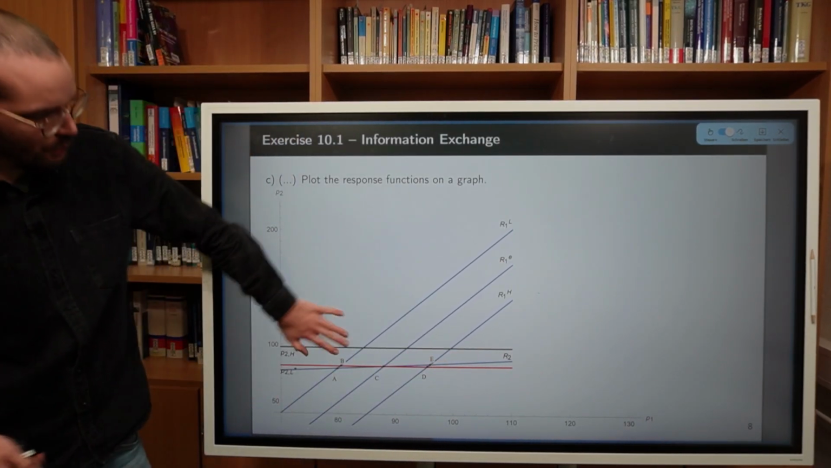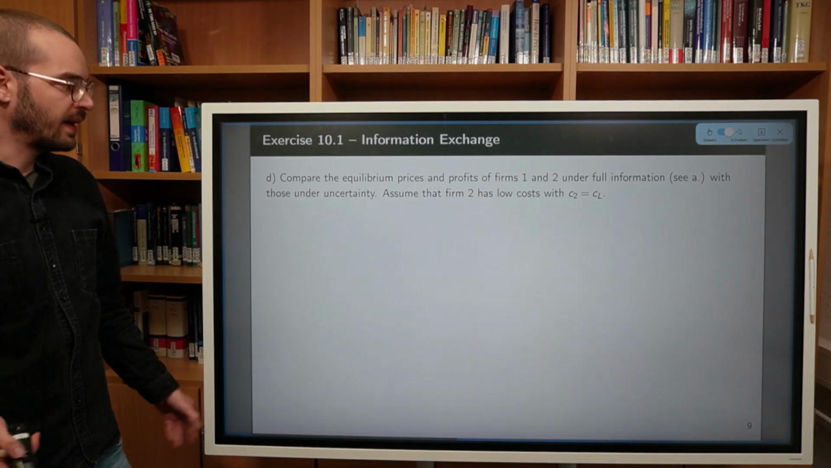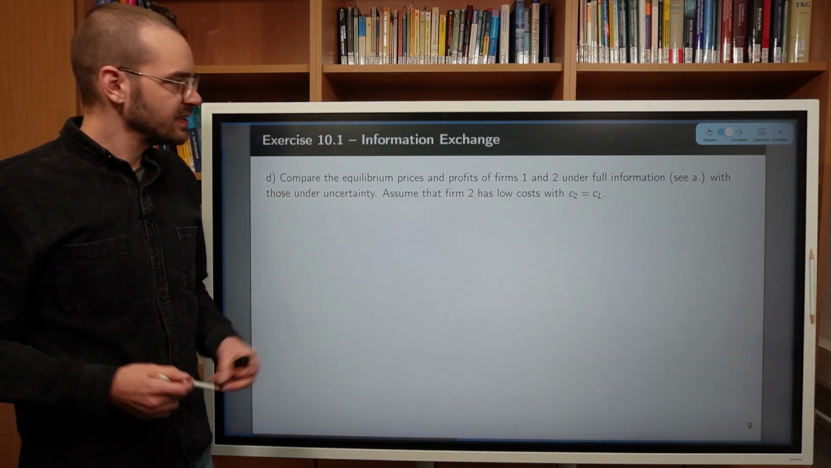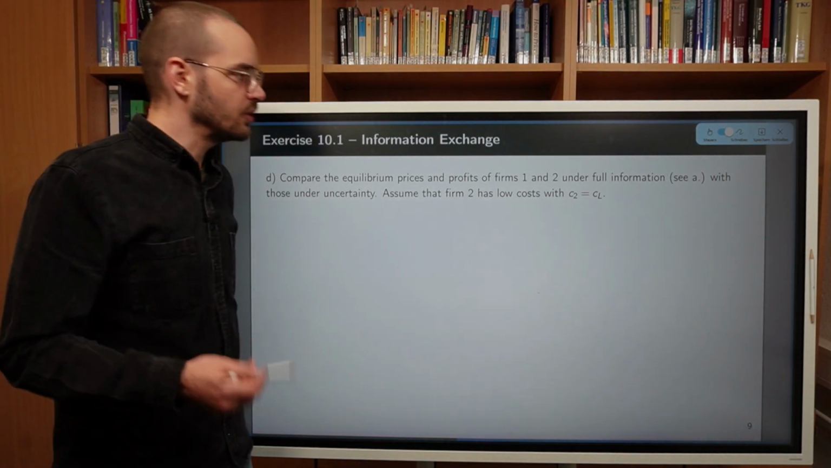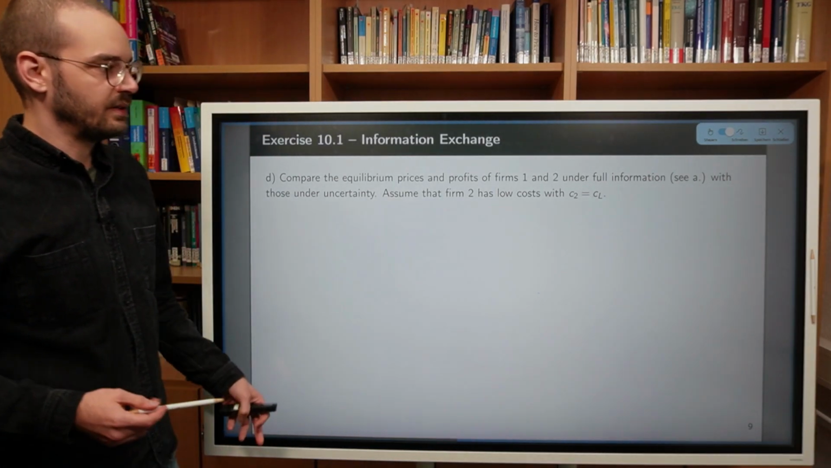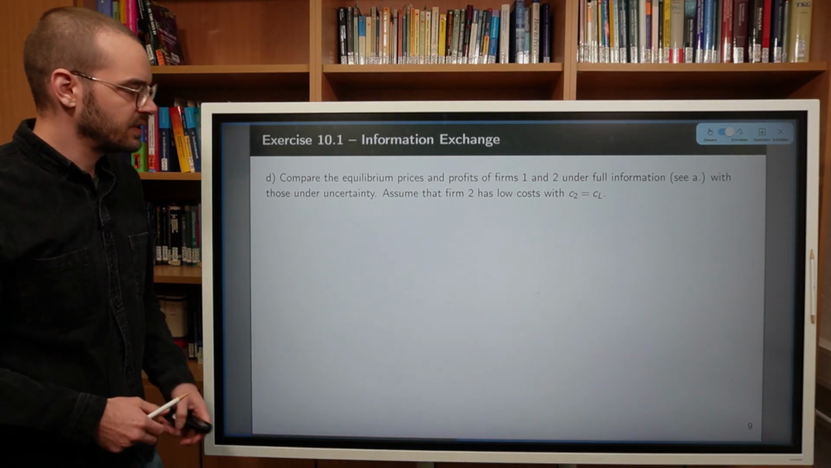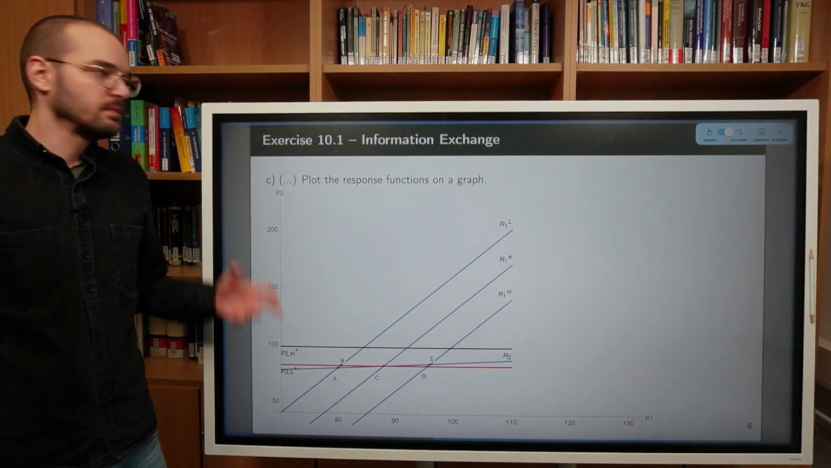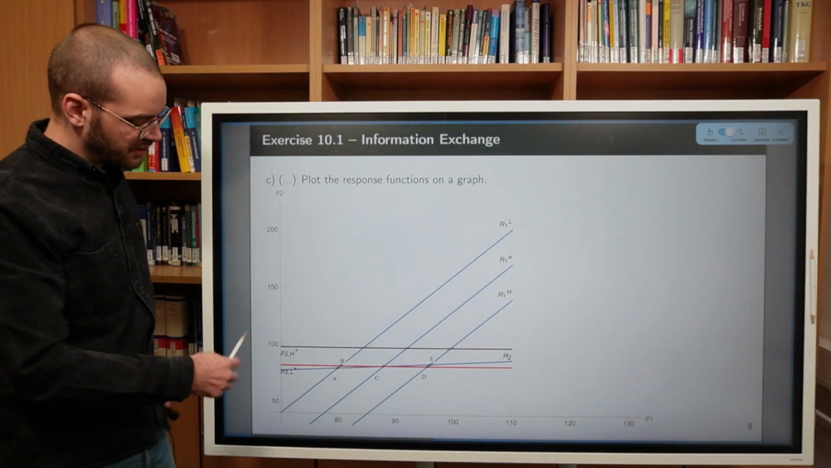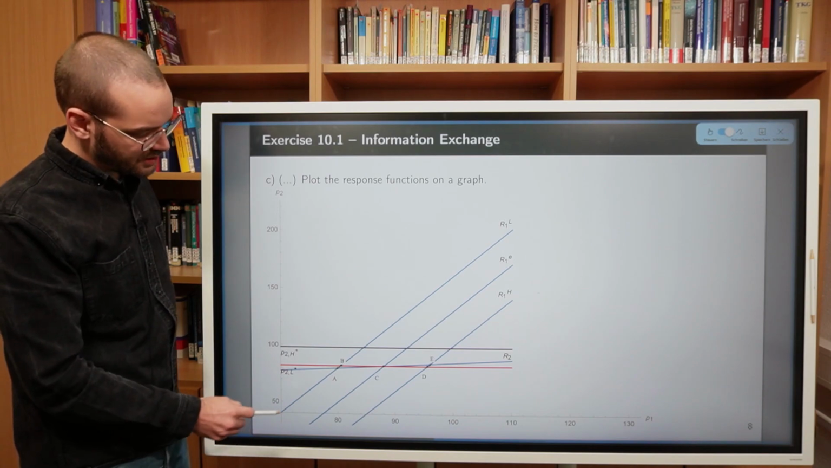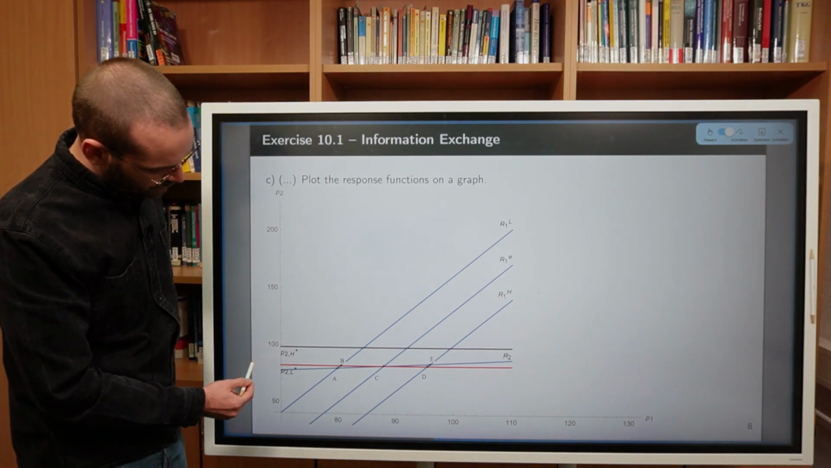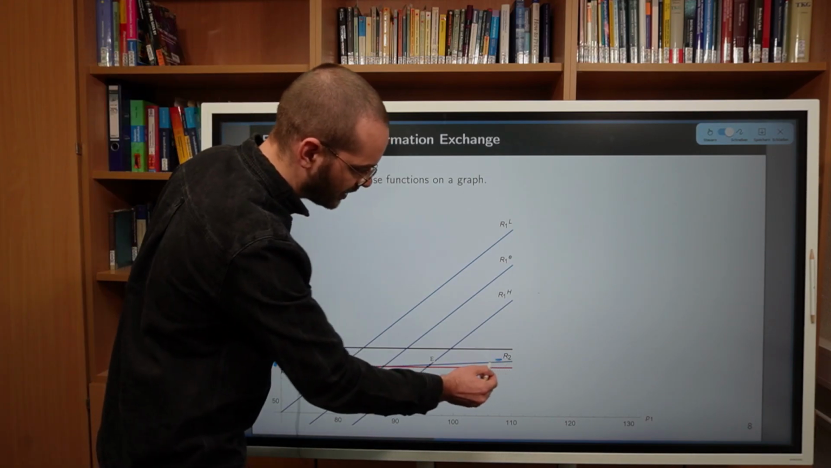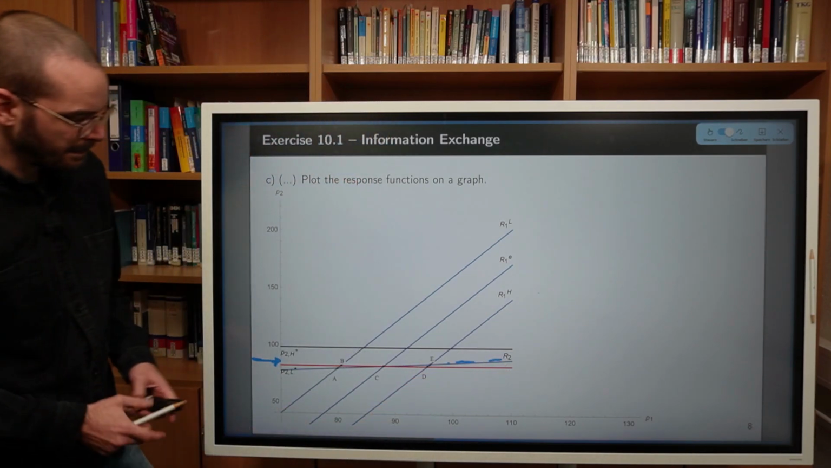Alright, so let's continue with these comparisons. First part is we are asked to compare the equilibrium prices and profits of firm A1 and 2 under full information, so under A, with those under uncertainty. Assume that firm 2 has low costs. So, not a coincidence, we are continuing to assume firm 2 has low costs. That means firm 2's pricing behavior will be the red line and this blue reaction function, right?